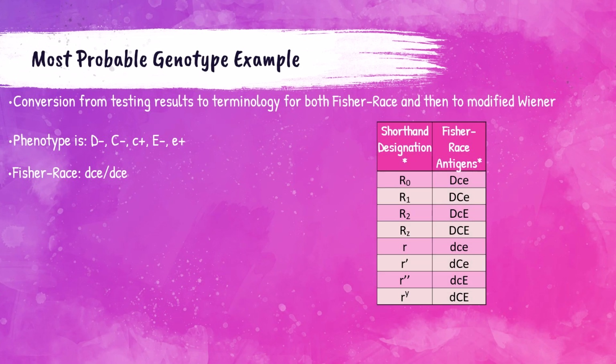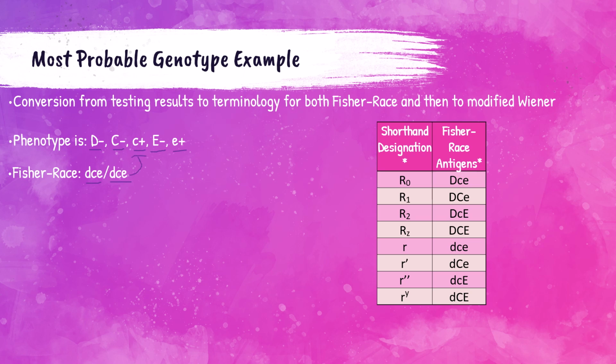Okay, so let's go to the next portion of this. We're going to convert it to a modified Wiener terminology. So again, our phenotype is this. Let's use purple here. Big D negative, big C negative, little c positive, big E negative, and little e positive. And again, on that last page, we determined that the Fisher-Race designation is little d, little c, little e, slash little d, little c, little e. Okay, and we figured that out based on these results here.